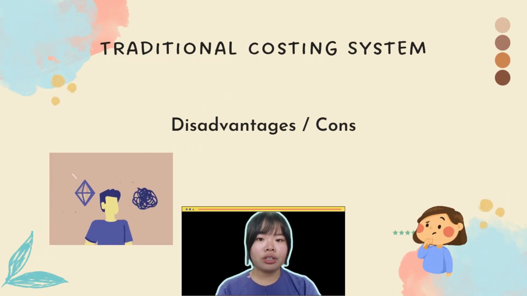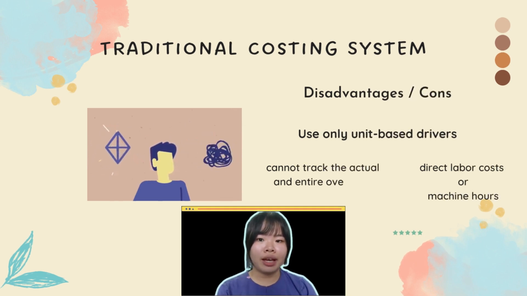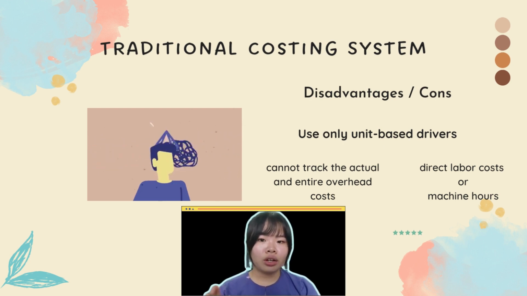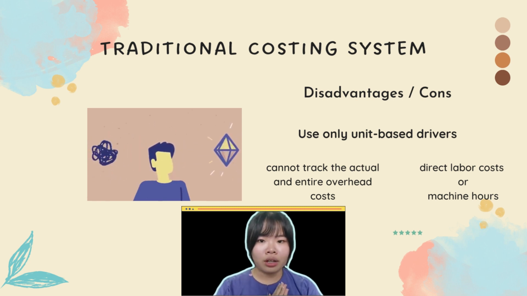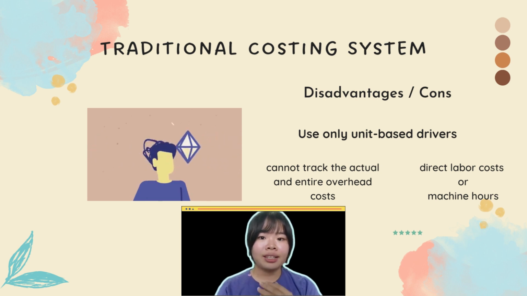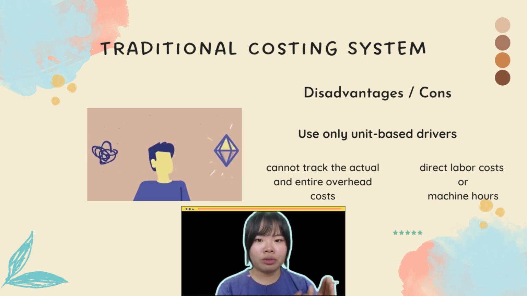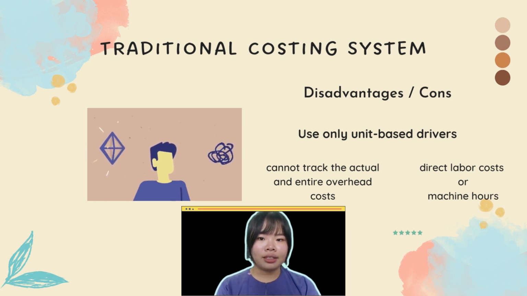Disadvantages of the traditional costing system. The disadvantage of this system is obvious because the main difference between the traditional costing system and the ABC system is that the traditional costing system uses units or volume-based drivers. So there's a risk with this system because the cost may not be allocated entirely or properly to the activity that actually consumes the cost. This system uses only volume measures like direct labor cost and machine hours.